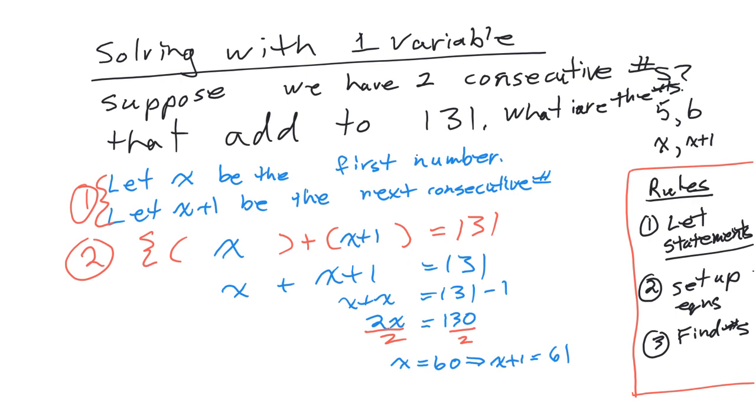Step 3 is all of this, finding our x values. Okay, and that's it. So we have x in this case being 60 and x plus 1 being 61.